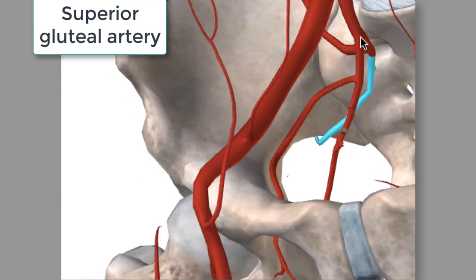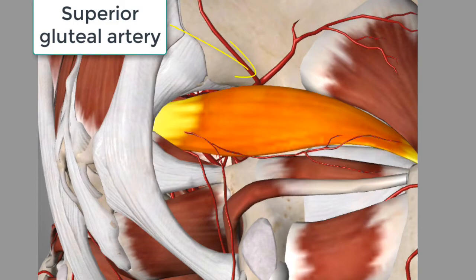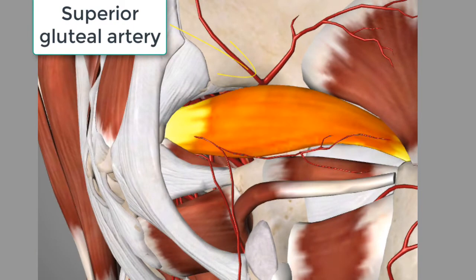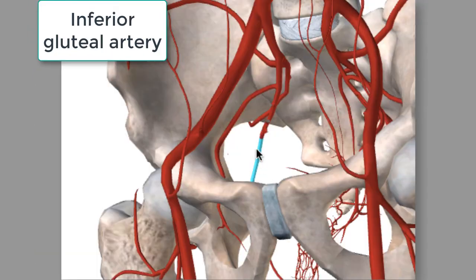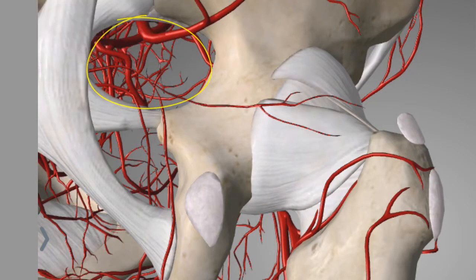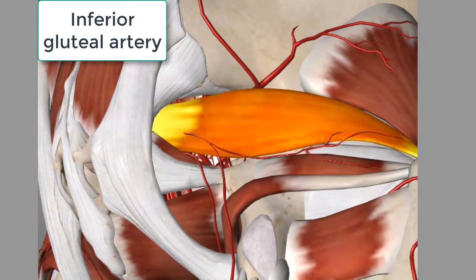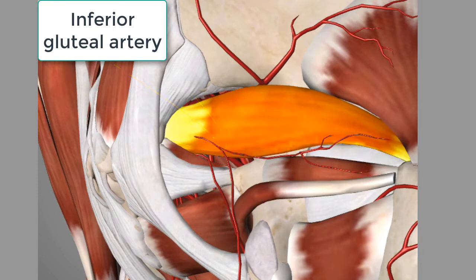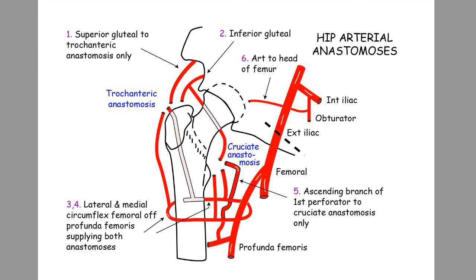Superior gluteal artery leaves the pelvis through the greater sciatic foramen above the piriformis muscle. It divides into branches that are distributed throughout the gluteal region. Inferior gluteal artery leaves the pelvis through the greater sciatic foramen below the piriformis. It passes between the first and second or second and third sacral nerves and supplies the muscles of the gluteal region too. Additionally, the superior and inferior gluteal arteries contribute to formation of the trochanteric and cruciate anastomosis around the hip joint to supply the head of the femur.